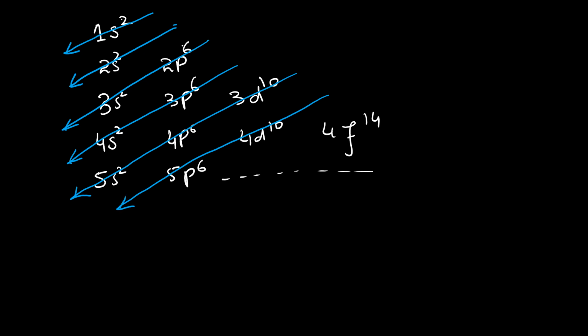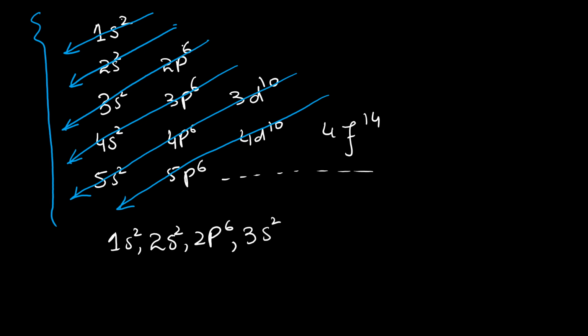So basically, dear student, the first line which we draw represents 1s2, so we can write 1s2. The second line is drawn from 2s2, so we can write 2s2. The third line is drawn from 2p6, so we will write 2p6 and 3s2. The fourth line is drawn from 3p6 and ends at 4s2. We can write like this.